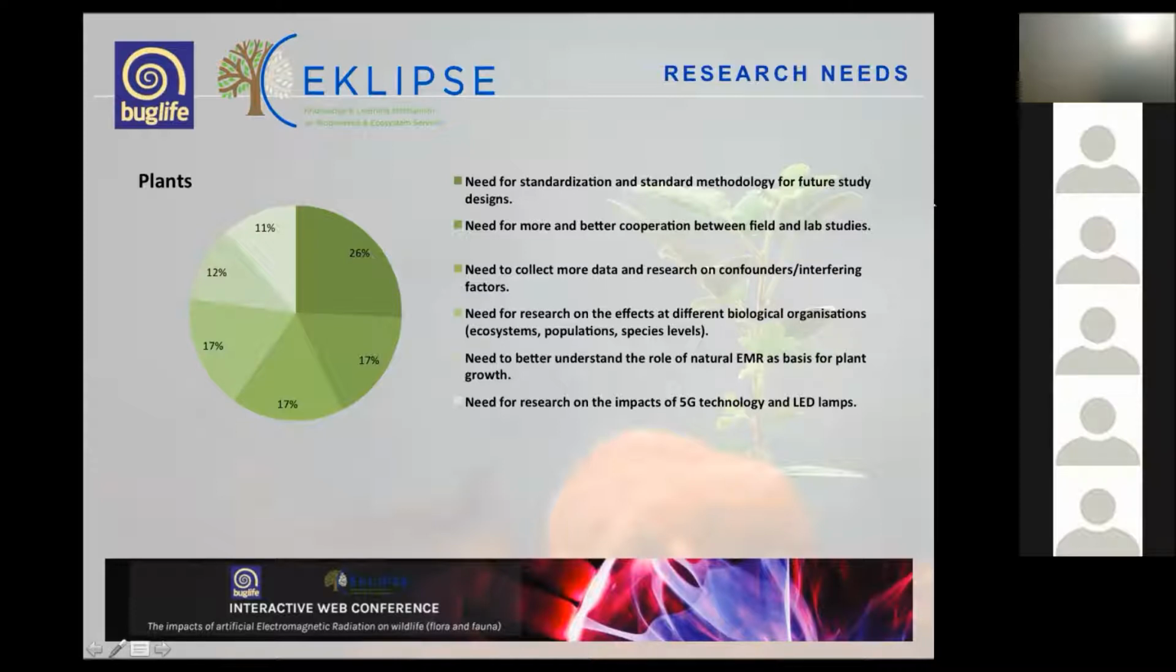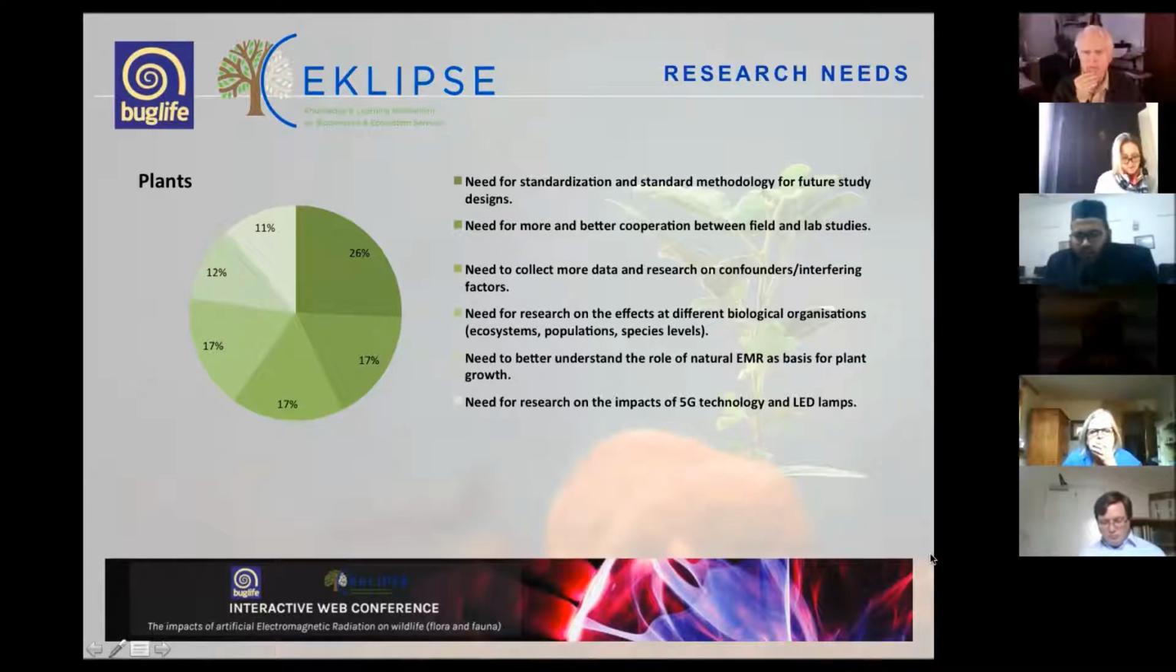For those who were not there, people have discussed and have proposed different research needs, and afterwards everyone was able to vote on which one they consider the most important. And here are the results. Then maybe we can go to the next slide.